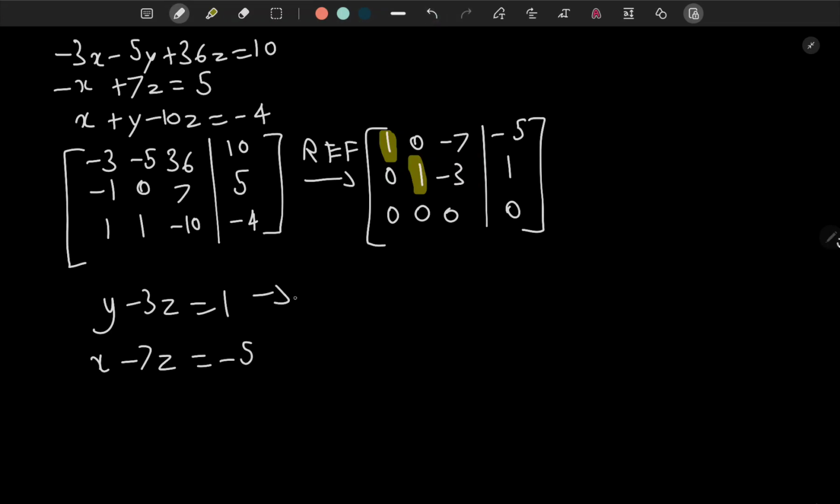So let me just simplify here. Whenever you don't have an equation for one of the variables, that variable, z here, is a free variable. So let me just simplify this right now. So y is equal to 1 plus 3z, and x here is equal to -5 plus 7z, and here you have to write z is any real number.